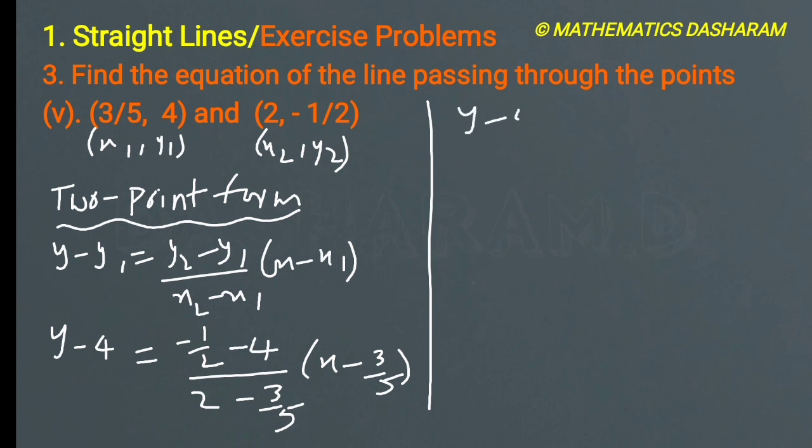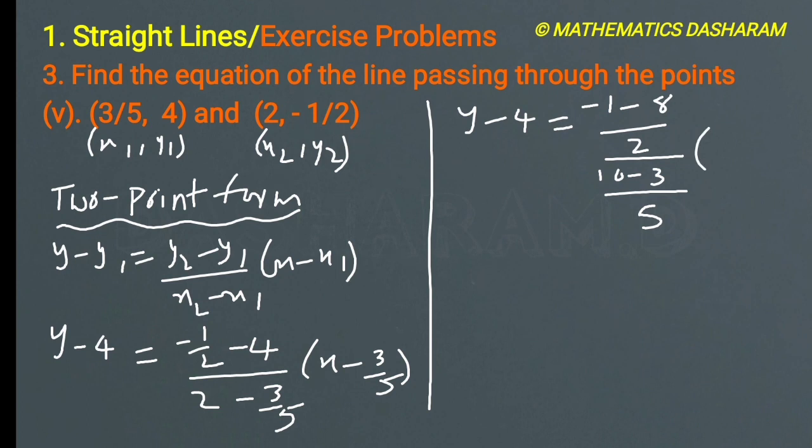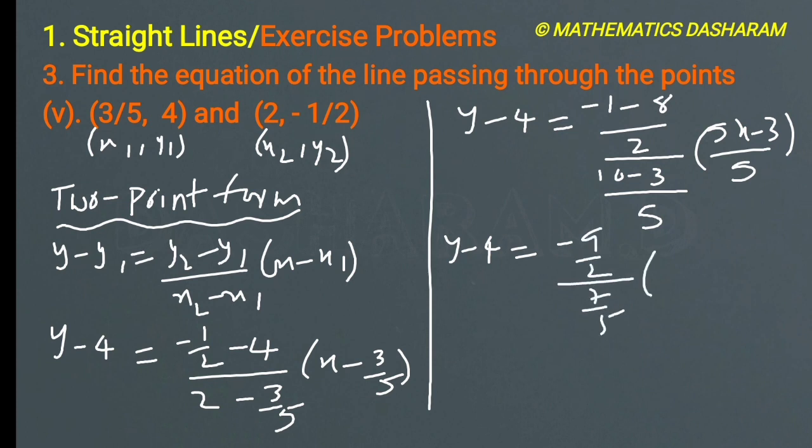So y minus 4 equals, here take the LCM, 2 is LCM, minus 1 minus 4 2s are 8, divided by, and one more LCM 5 2s are 10 minus 3, and finally bracket of, here also LCM 5 is LCM, 5x minus 3. So y minus 4 equals minus 9 by 2 divided by 7 by 5 into 5x minus 3 divided by 5.